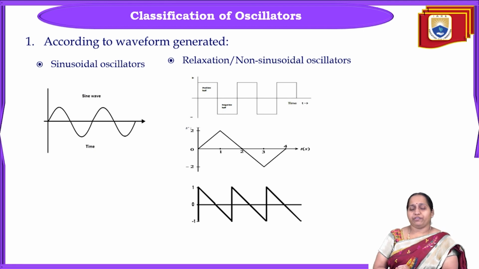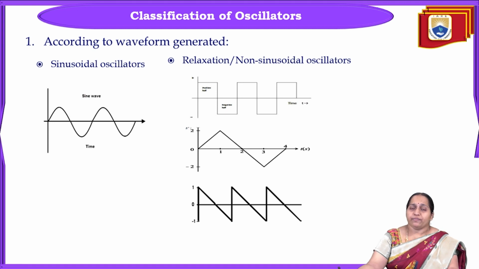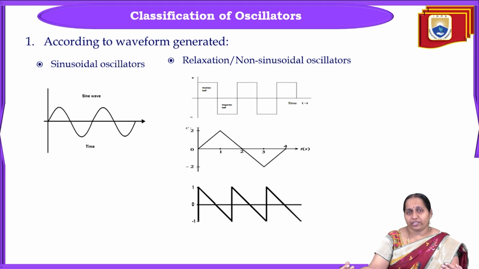There are different ways to classify oscillators. First we shall see based on the waveform generated. According to the waveform generated, we have 2 types of oscillators: sinusoidal oscillators and non-sinusoidal oscillators. Non-sinusoidal oscillators are also called relaxation oscillators. So what are sinusoidal oscillators? The oscillators that generate a sinusoidal waveform are called sinusoidal oscillators. And the oscillators that generate waveforms other than sinusoidal, or non-sinusoidal signals, are called relaxation oscillators.